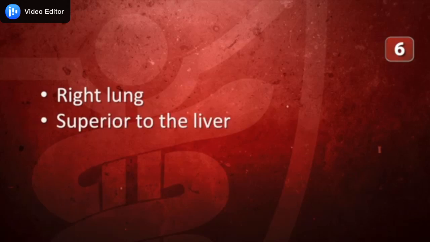Which lung is shorter and why? So the answer is the right lung, and this is because it is superior to the liver, which bulges superiorly against the overlying diaphragm. Next question.